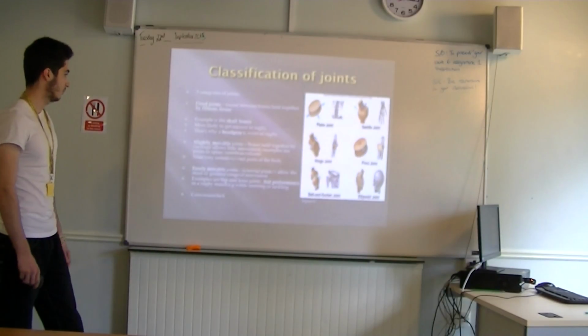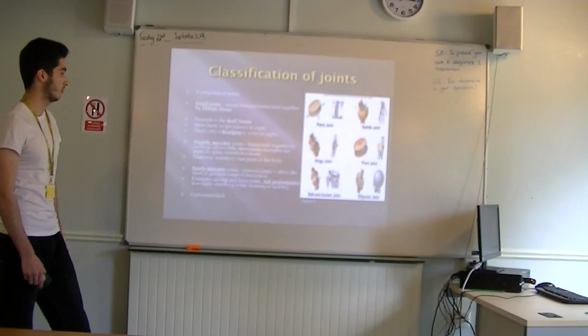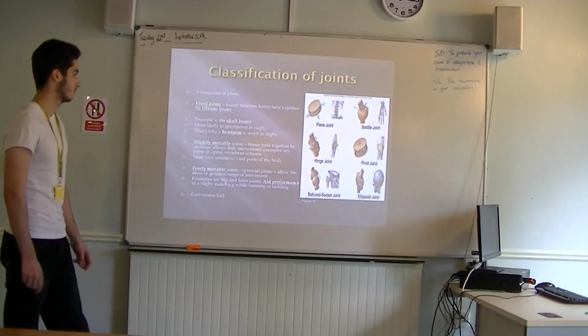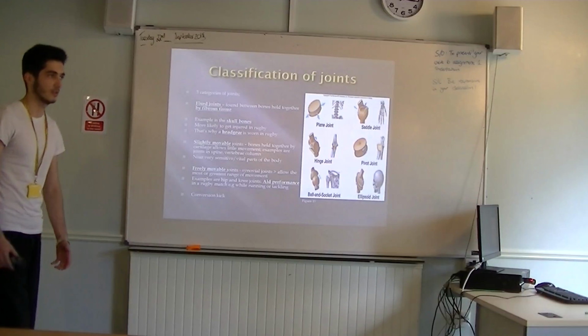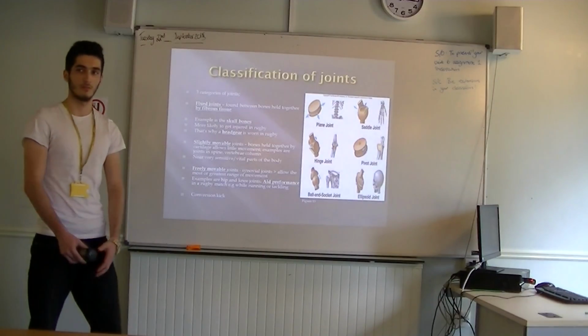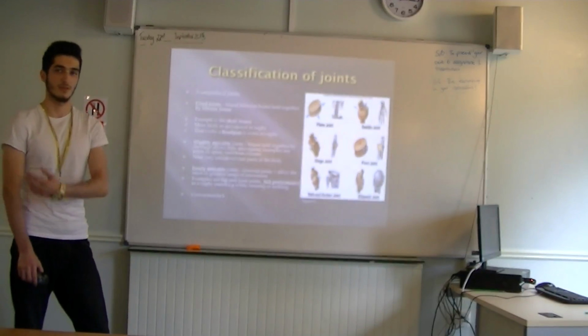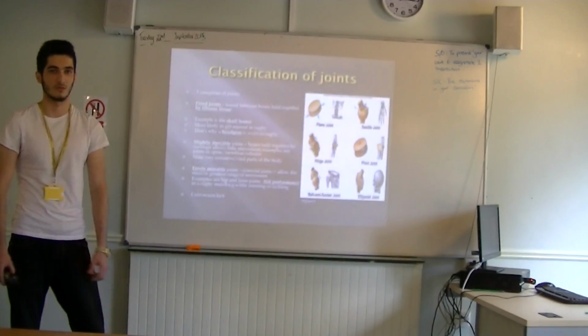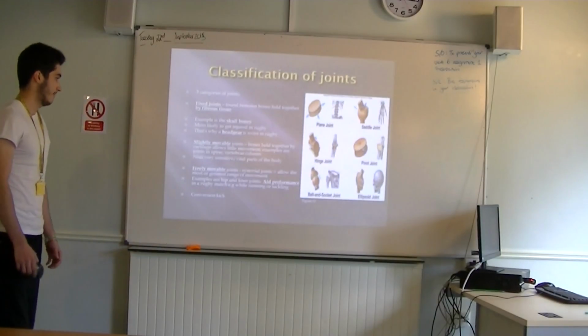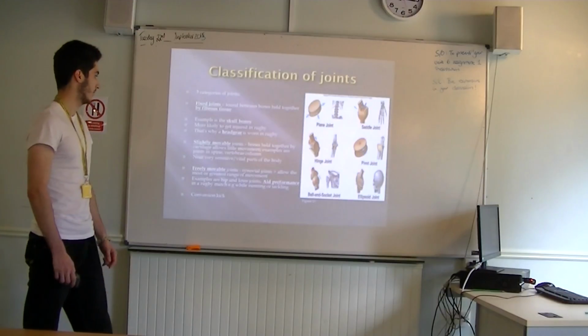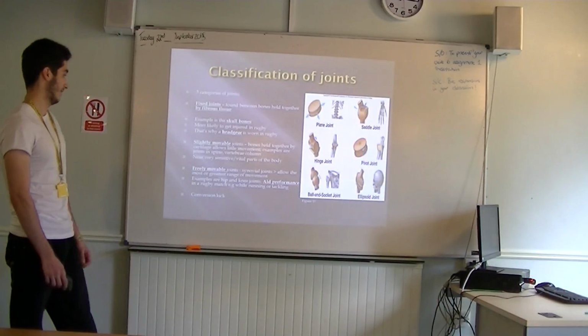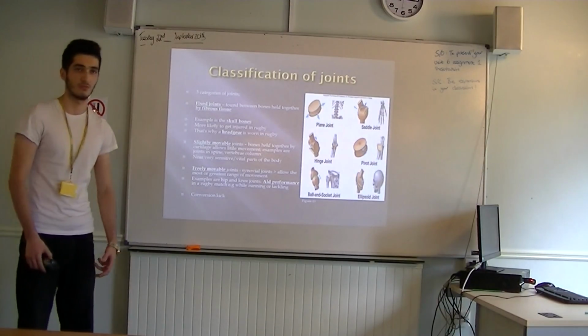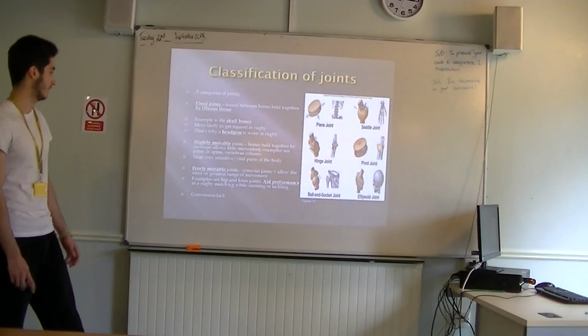The next one is freely movable joints, or synovial joints. These are the parts of the body which allow the greater movements, such as the shoulder, which is a ball and socket joint, and the hip and knee joints. These aid a rugby player in a match to help them run and tackle the players.